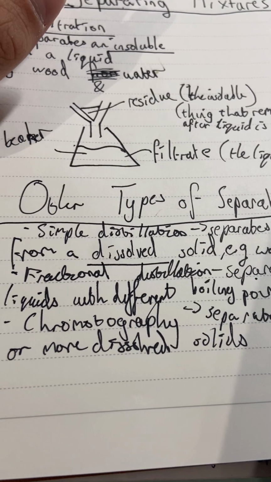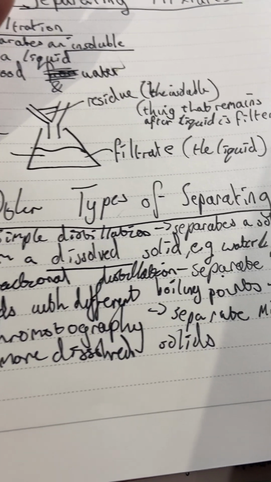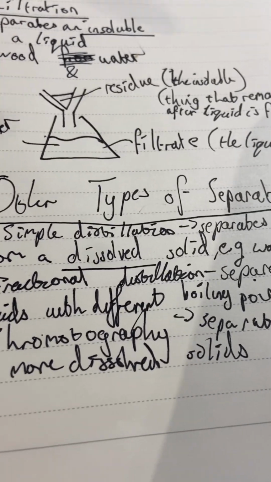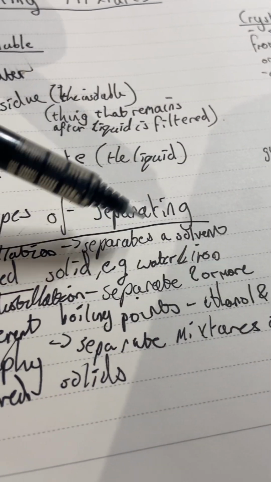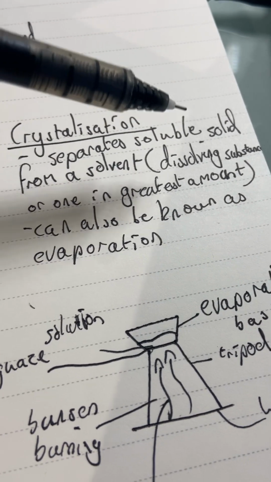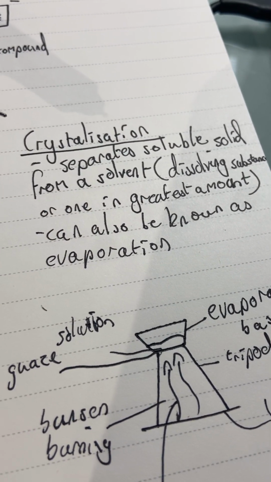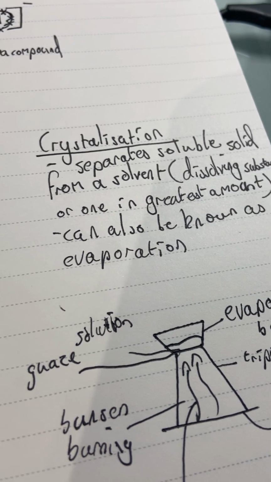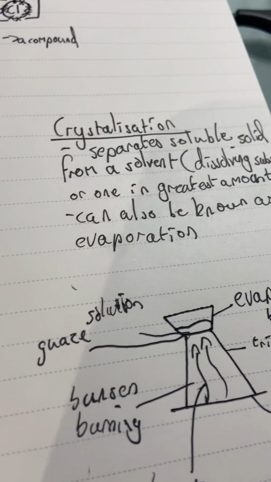The other types of separation, which I'll be talking about in later videos, is firstly simple distillation, which is separating a solvent. As said earlier, a solvent is a dissolving substance, or one in greatest amount, which I'll probably have another video to explain, as this doesn't have a really clear explanation.